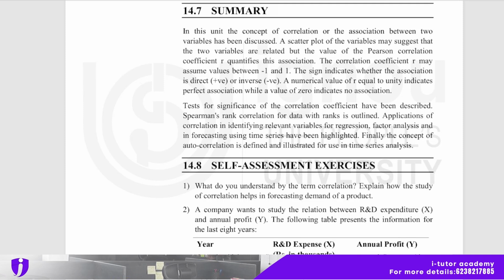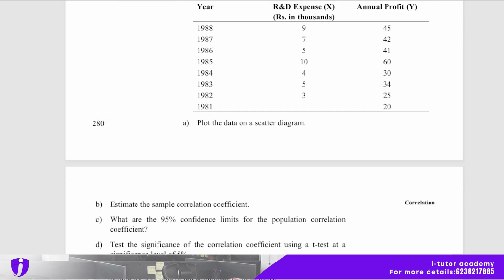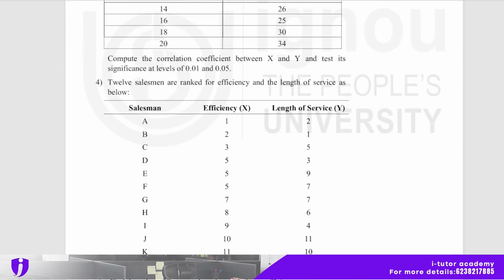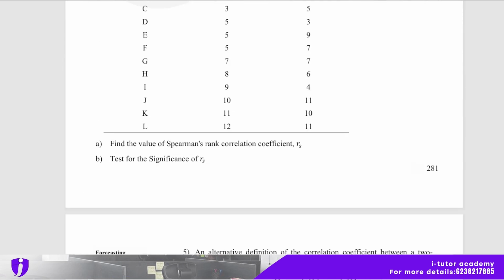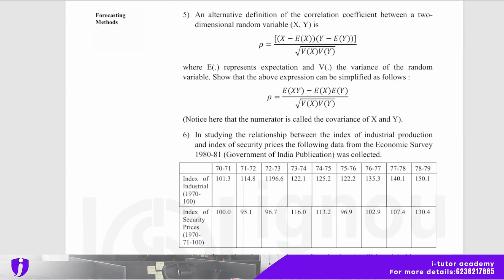So this is about today's session, and self-assessment questions are also here further. You just go through them one by one and try to do them. It will help you for your term-end examination, and parallelly you just do your assignment also, and in between any doubts you can contact us.